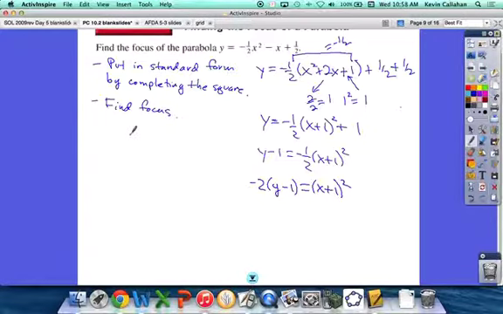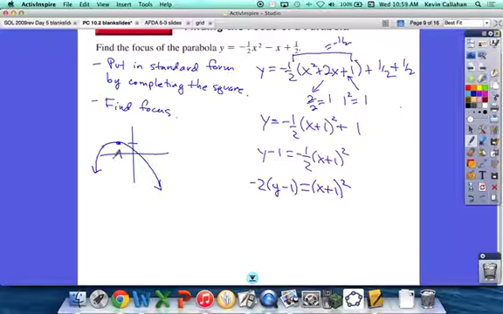Is it going to open up, down, left, or right? It's y equals x squared, which tells you it's vertical, but it's got a negative. That means it's down. So if I'm going to draw a quick graph here, that'll be (-1, 1). That's the vertex, and I know that it opens down. And I know that the focus is somewhere in here, right? I just have to figure out how far to go in there.